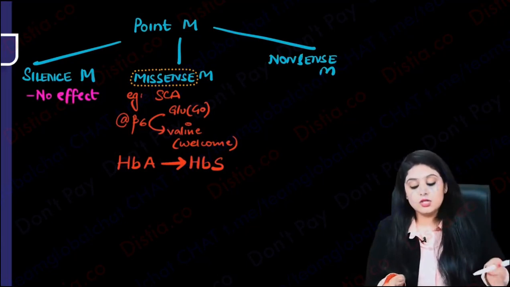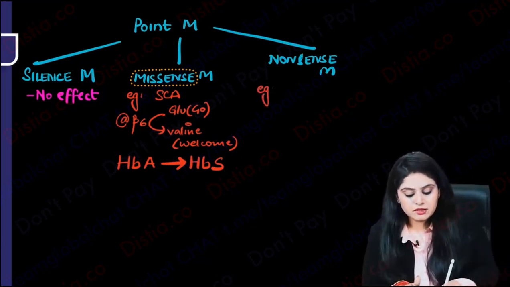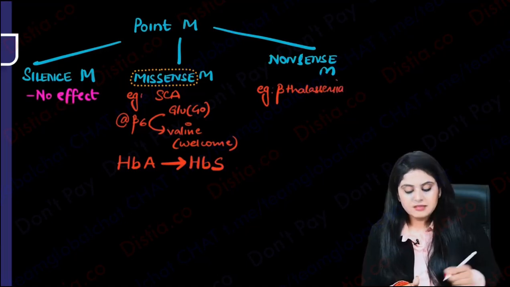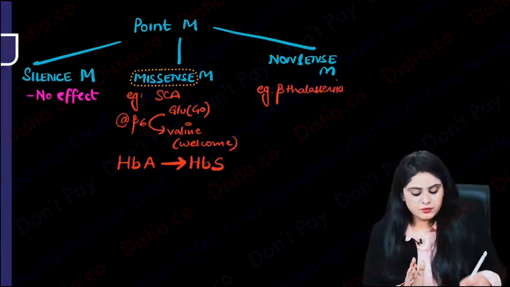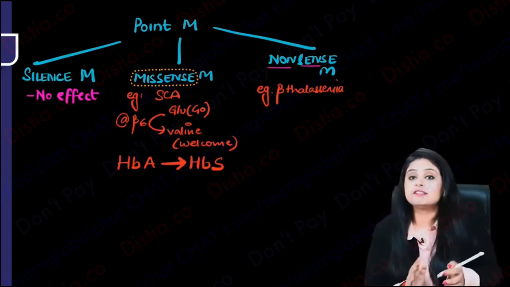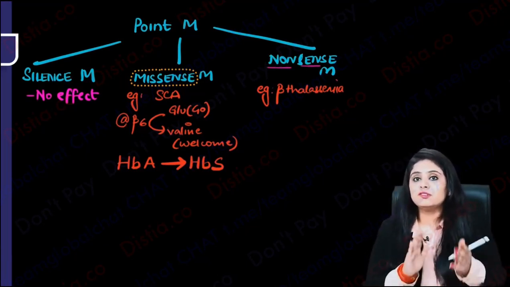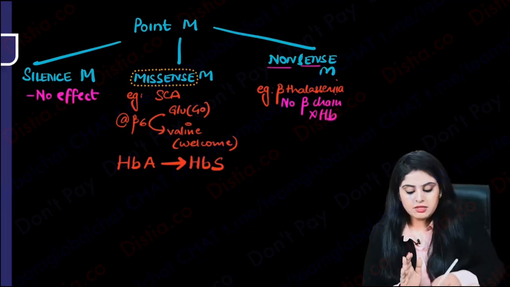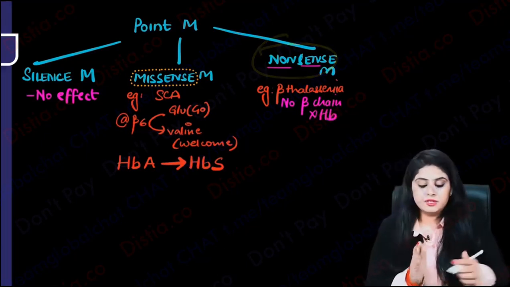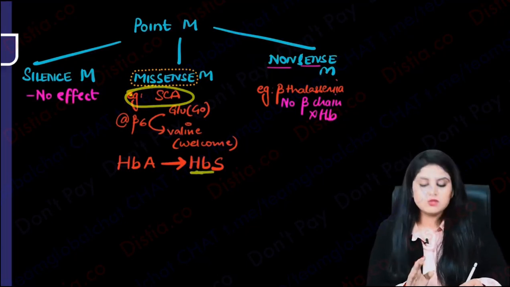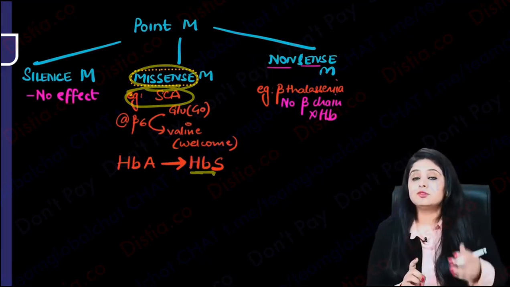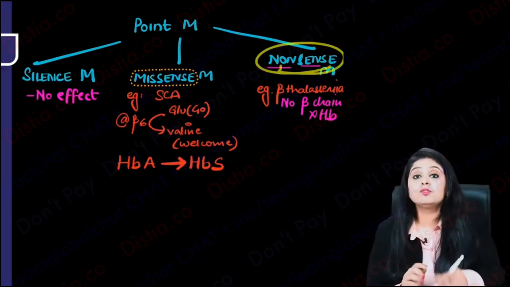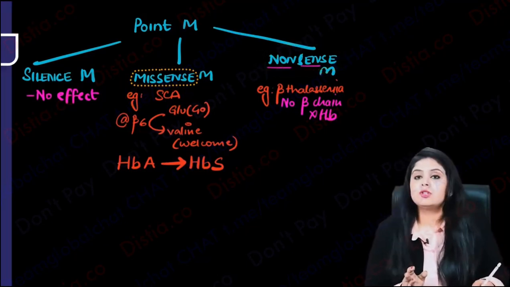Versus if I'm talking about a nonsense mutation, I'm sure everyone has heard of beta thalassemia, a very famous anemia. In beta thalassemia, is there any beta chain production? No, everything has stopped. Nonsense. Hemoglobin production has stopped. See, look at the difference. Over here, there are no beta chains, which means there is no hemoglobin production happening. So over here, everything has stopped. In sickle cell anemia, hemoglobin production was happening, but it's of a different type. So the sense has changed, but over here nothing is formed, so it is a nonsense mutation. And that is what you see in beta thalassemia.